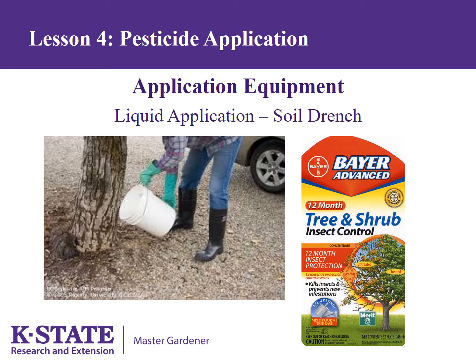The soil drench method allows you to mix the product and pour either around the base of a tree or to the ground. This type of application is common for systemic insecticides, which need to be translocated up the tree, or for soil sterilants.